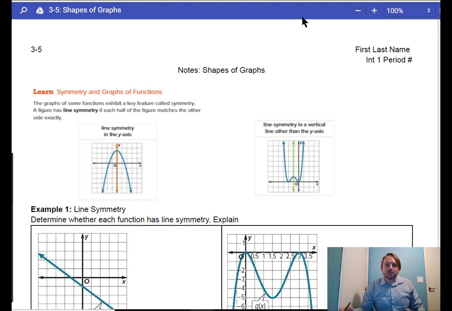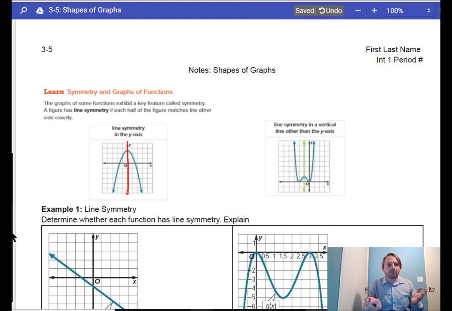So the first thing we're going to talk about is line symmetry. With line symmetry, we pretty much can fold over a graph, and it will look the same if we flip it. So sometimes you can have the line of symmetry over the y-axis. Sometimes it will be over the x-axis.